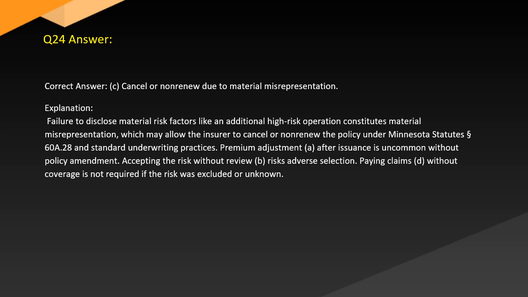Answer. Correct answer: C. Cancel or non-renew due to material misrepresentation. Explanation: Failure to disclose material risk factors like an additional high-risk operation constitutes material misrepresentation, which may allow the insurer to cancel or non-renew the policy under Minnesota Statutes SS 60.28 and standard underwriting practices. Premium adjustment, A, after issuance is uncommon without a policy amendment. Accepting the risk without review, B, risks adverse selection. Paying claims, D, without coverage is not required if the risk was excluded or unknown.